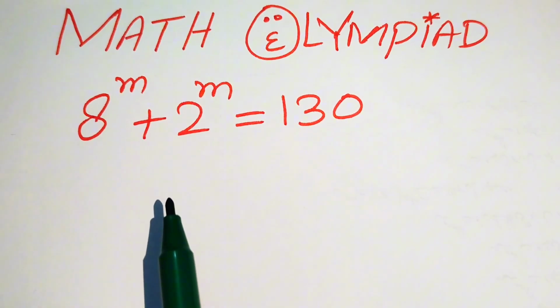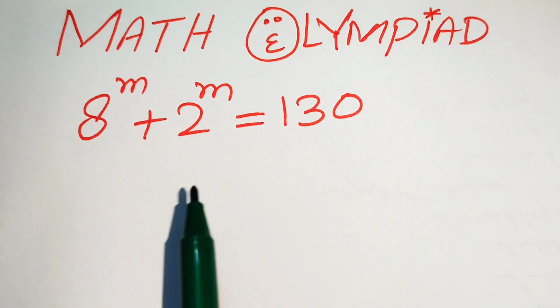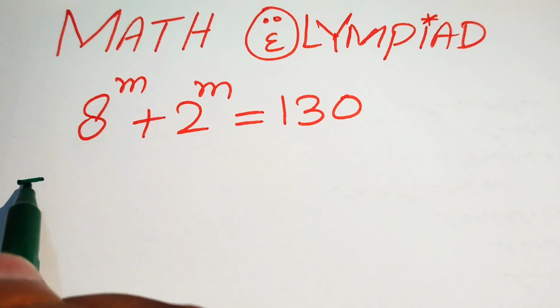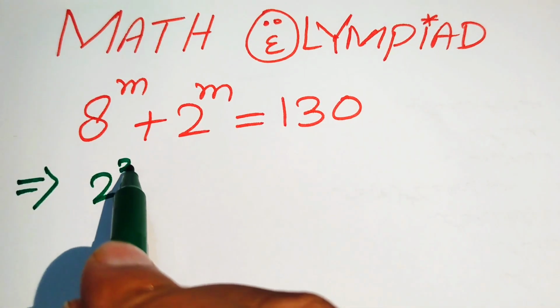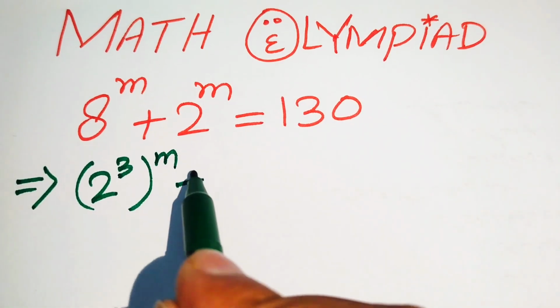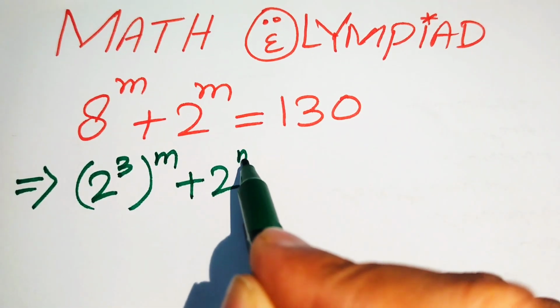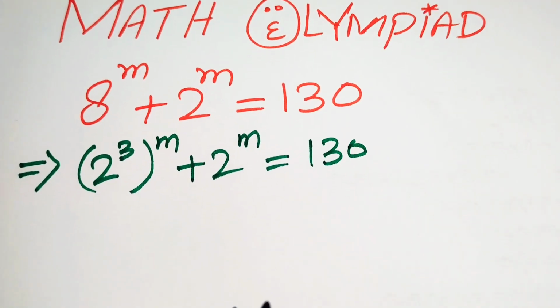The very first thing we are going to do is convert this exponential equation into cubic form. First we make the prime factors of 8, and we know that it is 2 to the power of 3, and its whole power m, plus 2 to the power of m equals 130.